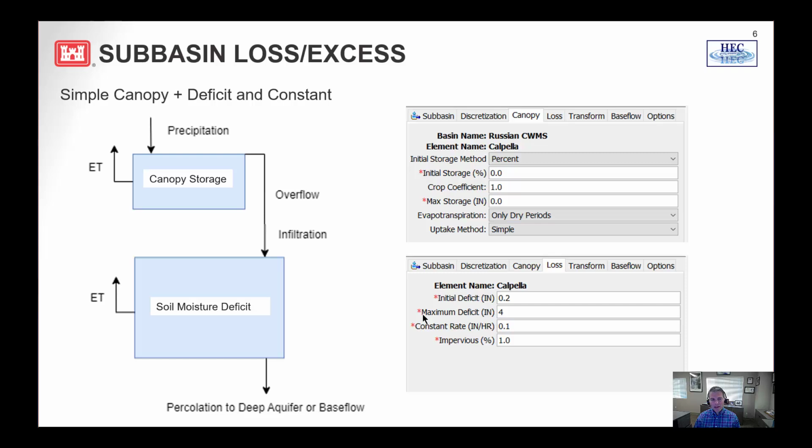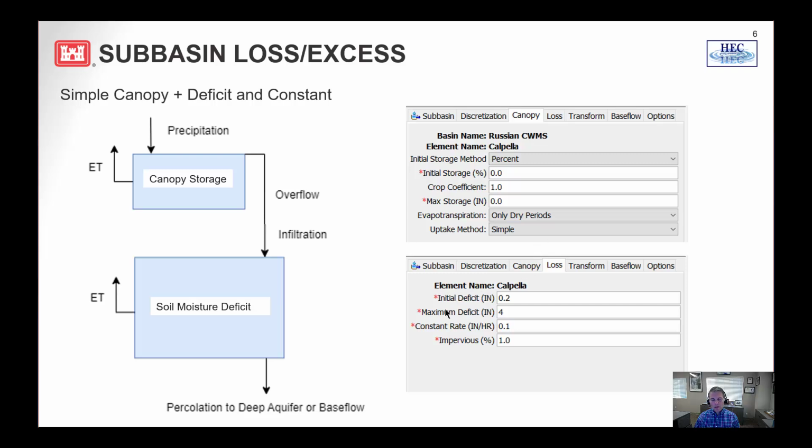I like to simplify this. I like to set my maximum canopy storage to 0 inches just because I consider all losses coming from the loss method, my deficit and constant, my initial deficit here. And so really, it's okay to have 0 canopy storage. The canopy is still going to remove moisture from the soil during those periods of no precipitation. So this is usually how I configure the canopy method.